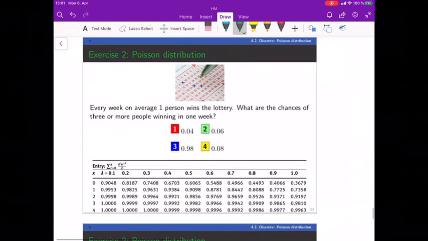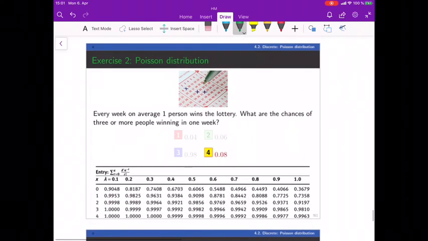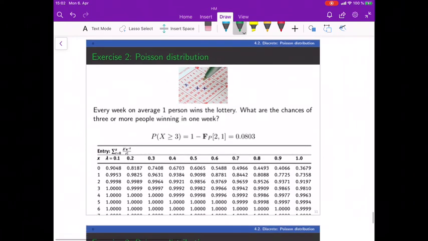Right, so let's try a different one. Every week, on average, 1 person wins the lottery. What are the chances of 3 or more people winning in 1 week? Exactly, 3 or more. We easily get this by saying, okay, there's 1 minus 2 or less. And then 2 or less is this one here. 1 minus this is the 8% that we find. Brilliant. Let's do another example.